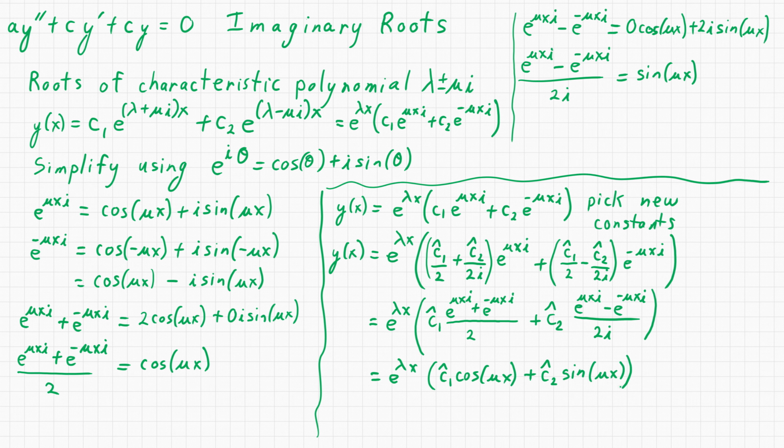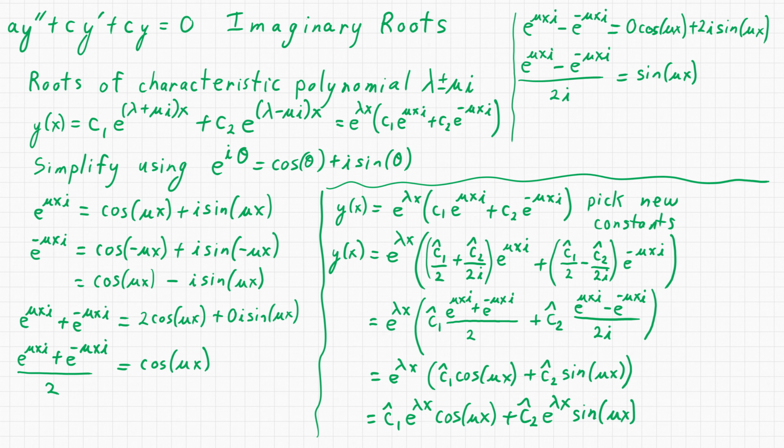So kind of everything resolved itself all at once. And then if I just multiply the e to the lambda x through, I get c1 hat e to the lambda x cosine of mu x plus c2 hat e to the lambda x times sine of mu x.